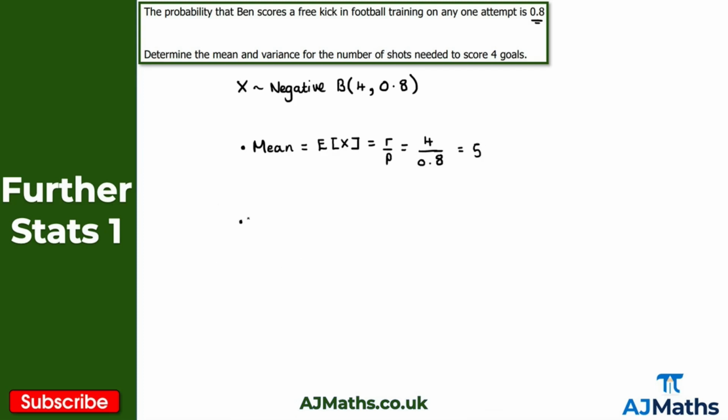And now for the variance. In other words, var x, that would be r times 1 minus p, all over p squared. In this case, r is 4. I've got 4 times 1 minus 0.8. I divide this by 0.8 squared. What you need to do now is just put this into your calculator. And if you do this correctly, what you should get for the variance is 1.25. Okay? And there we have it. So that gives the mean and the variance, and that gives the solution to question 3.